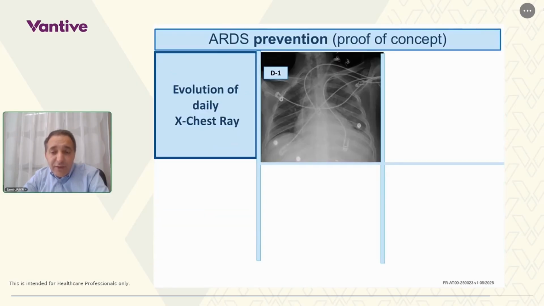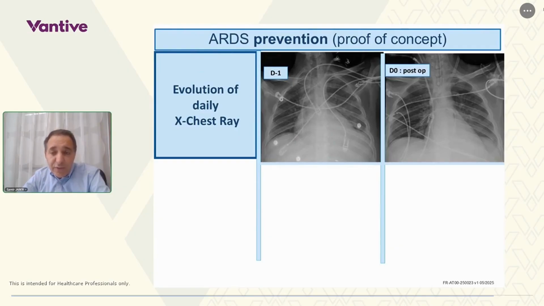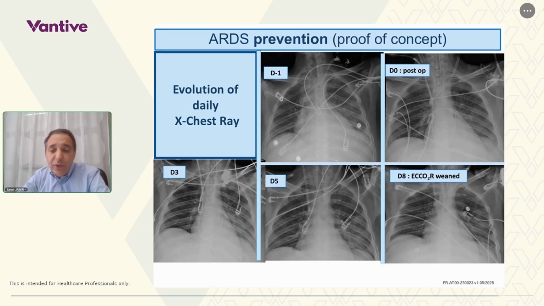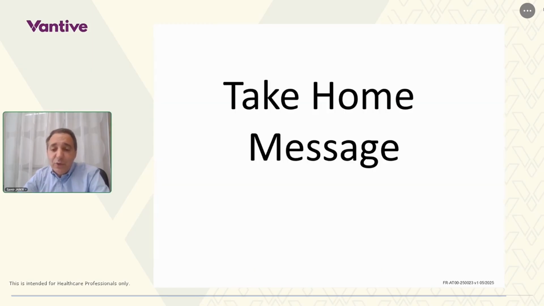And this is the first X-ray the day before surgery, which we can classify as a normal X-ray. This is just after surgery when the patient went to the ICU, and then D3, D5, and then when we removed the ECCO. Even though the patient received several liters of fluid, as you can see, we avoided an ARDS in this patient because we used 2 milliliters per kilogram tidal volume, which was really a preventive strategy. And now we can evaluate this. We are now making a study to evaluate this.